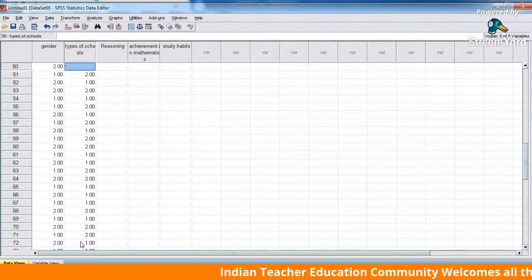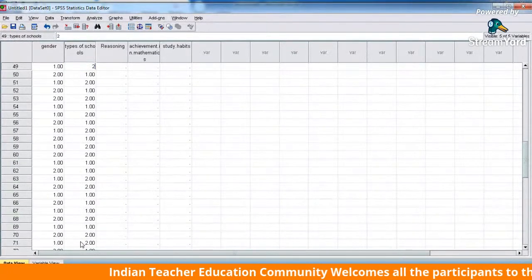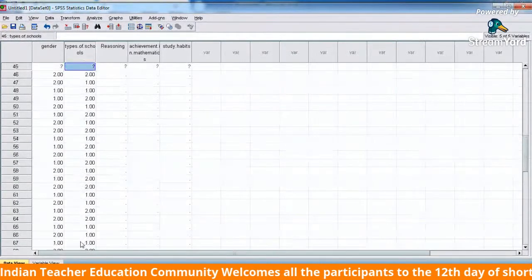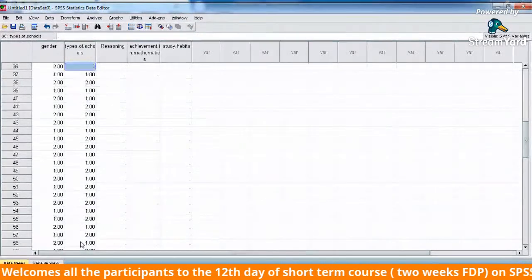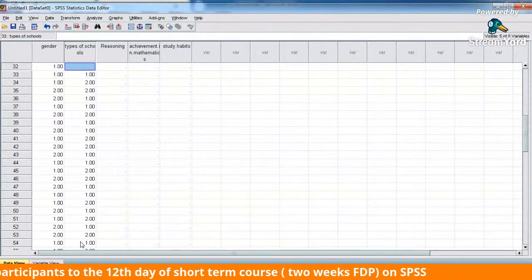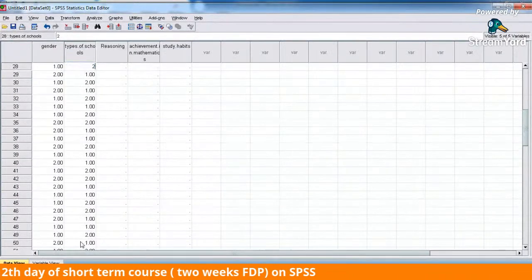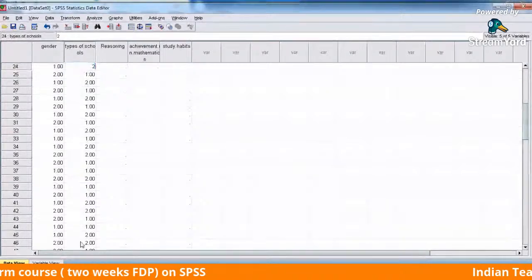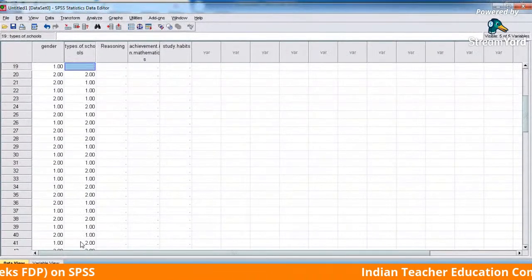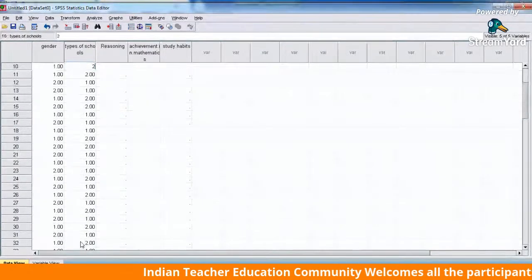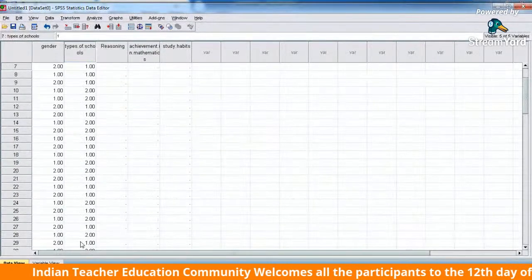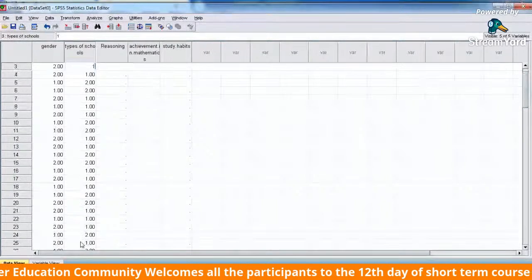So you can enter the data along with me if you have SPSS. Otherwise, you can relax till I enter my data. I could have brought the data sheet already entered, but I thought it's better you should understand how the data are to be entered.